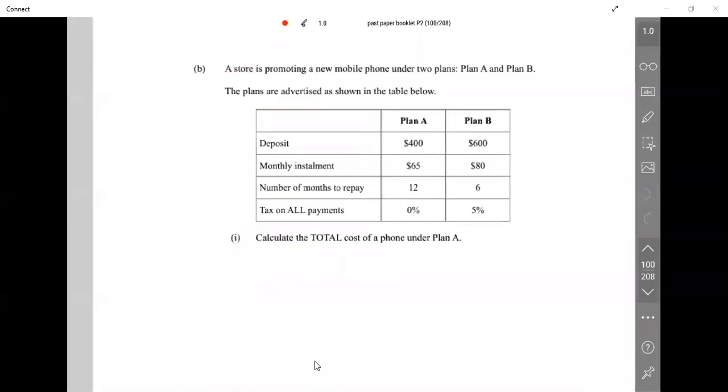This says a store is promoting a new mobile phone under 2 plans, Plan A and Plan B. The plans are advertised as shown in the table below. All right, so you have the plan for A. On Plan A, you have to make a deposit of $400. You have to pay a monthly installment of $65 for 12 months, and you pay no tax.